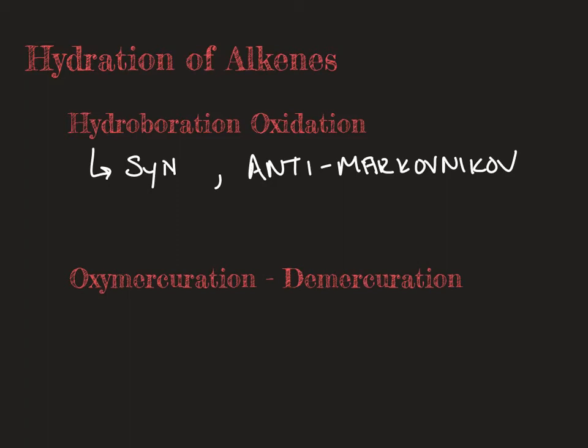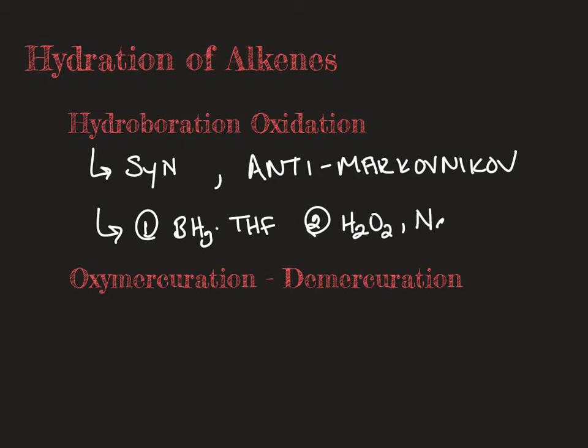Markovnikov addition, remember, means that the hydrogen adds to the carbon with the most hydrogens. So anti-Markovnikov would be the opposite of that. The reagents that you're going to use when you're doing the hydroboration oxidation, it's two steps. You've got BH3 along with THF. And then in the second step, you need hydrogen peroxide and sodium hydroxide.